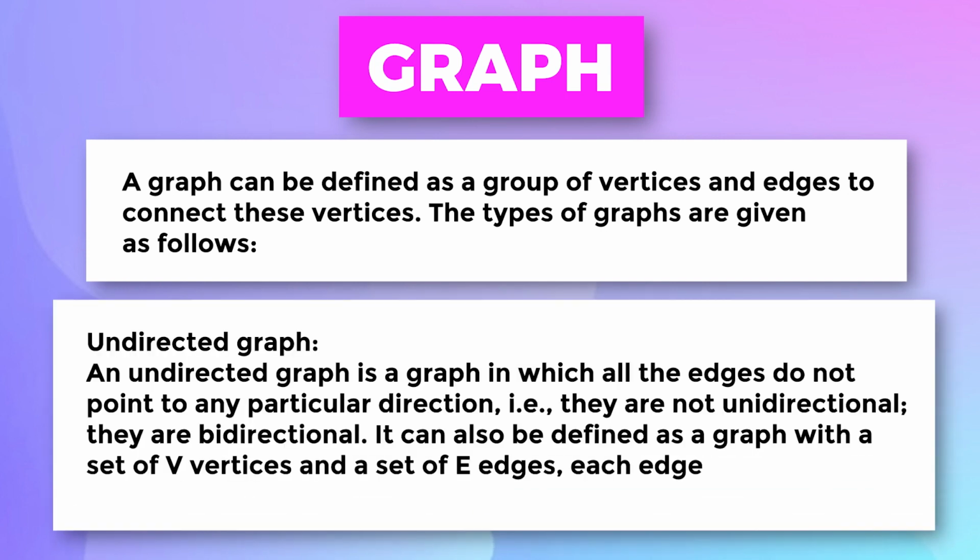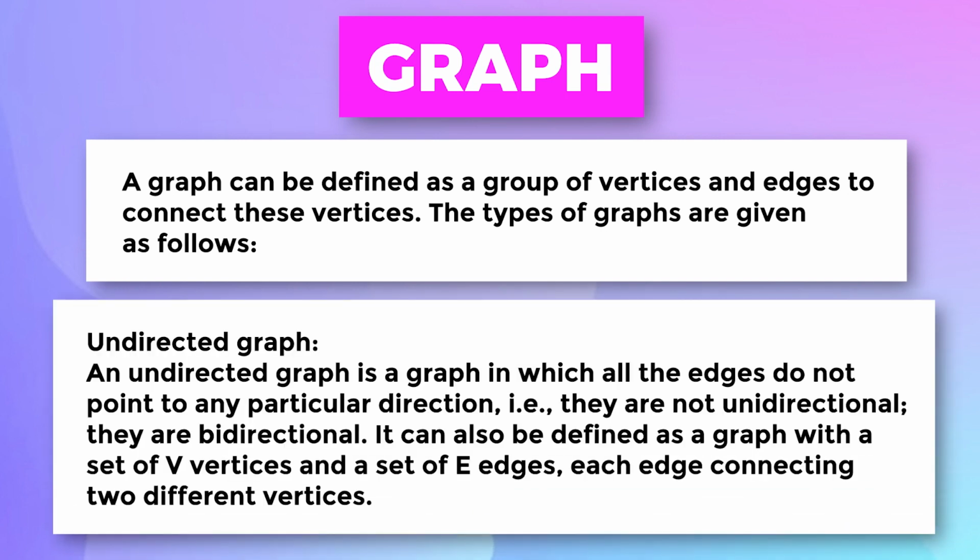So the first one is an undirected graph. An undirected graph is a graph in which none of the edges point in any particular direction. They are not unidirectional, they are bidirectional. It can also be defined as a graph with a set of vertices and a set of edges, each edge connecting two different vertices.